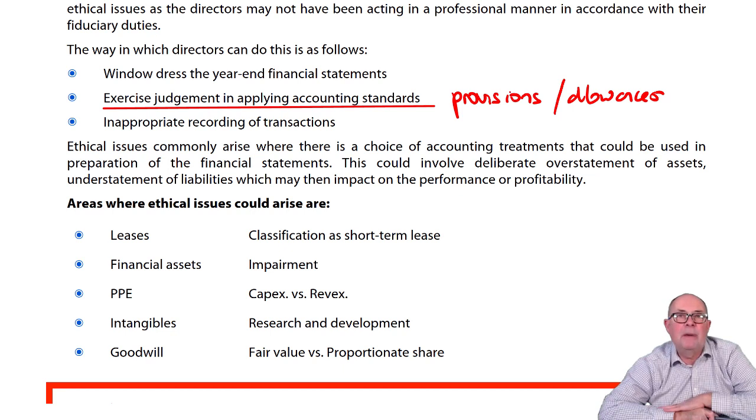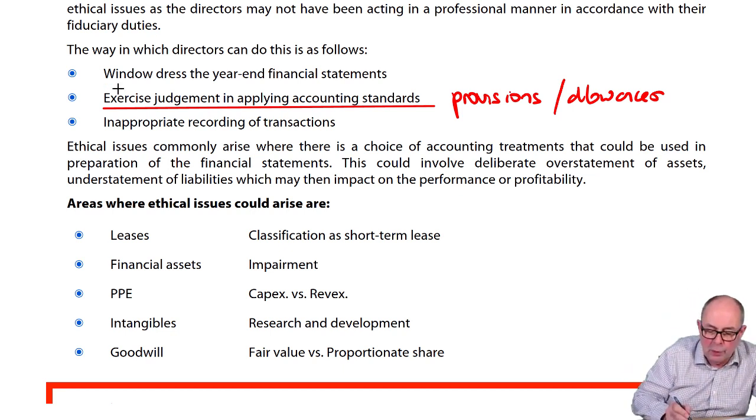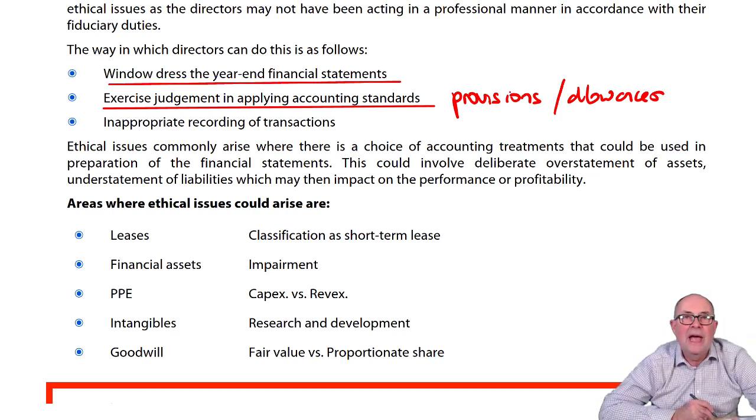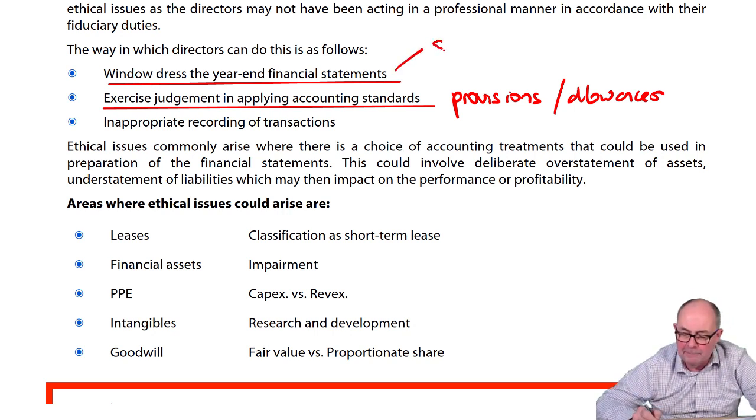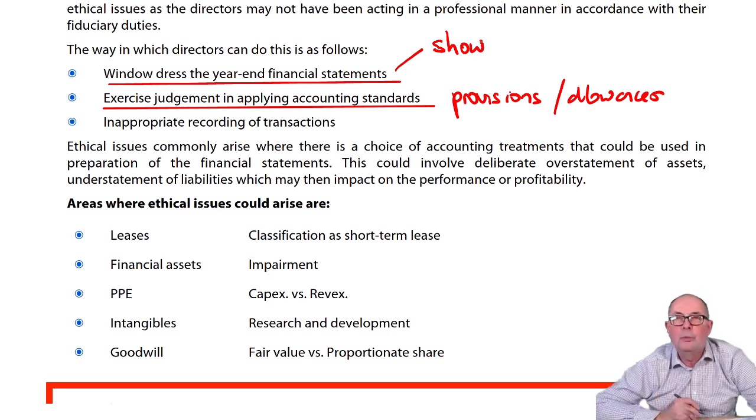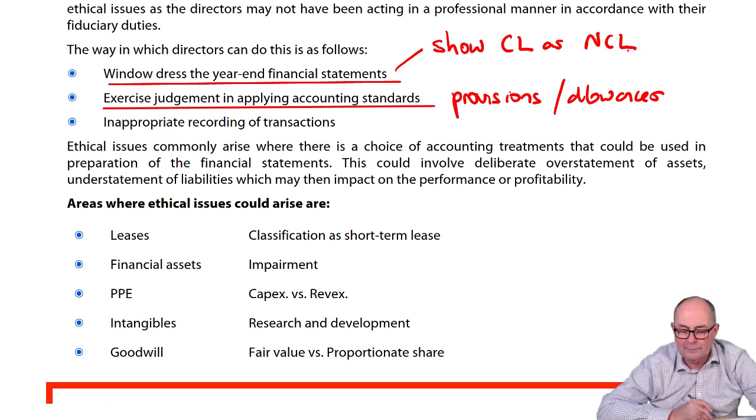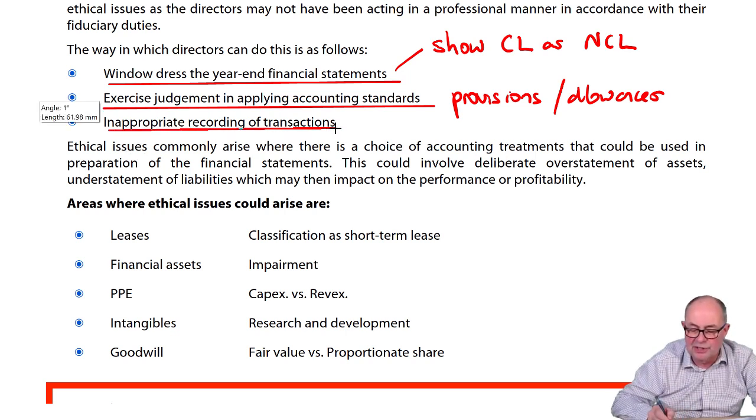If they are concerned about the bank, then they might window dress or dress up the balance sheet. They might show a current liability as a non-current liability. You might be saying, well, what are the auditors doing? Well, we'll talk about that in advanced auditing and assurance, but they might show a current liability as a non-current liability. Or, of course, they might book transactions inappropriately.